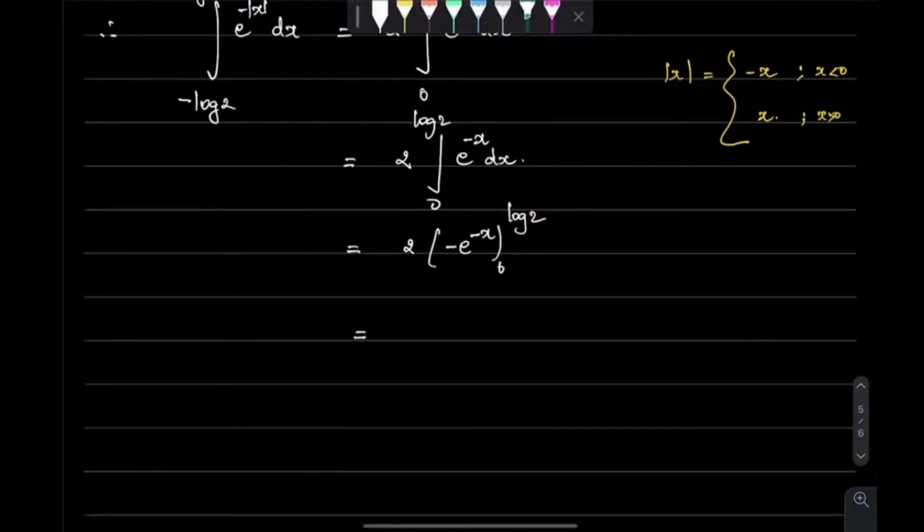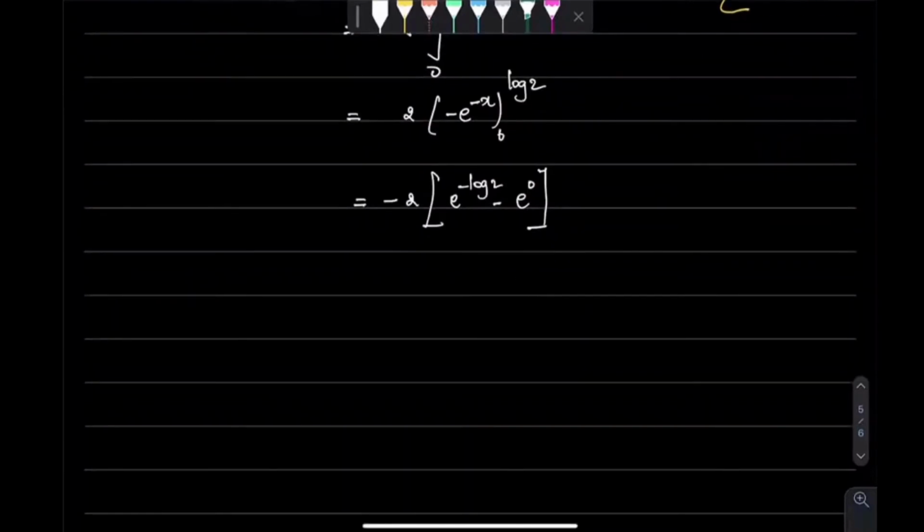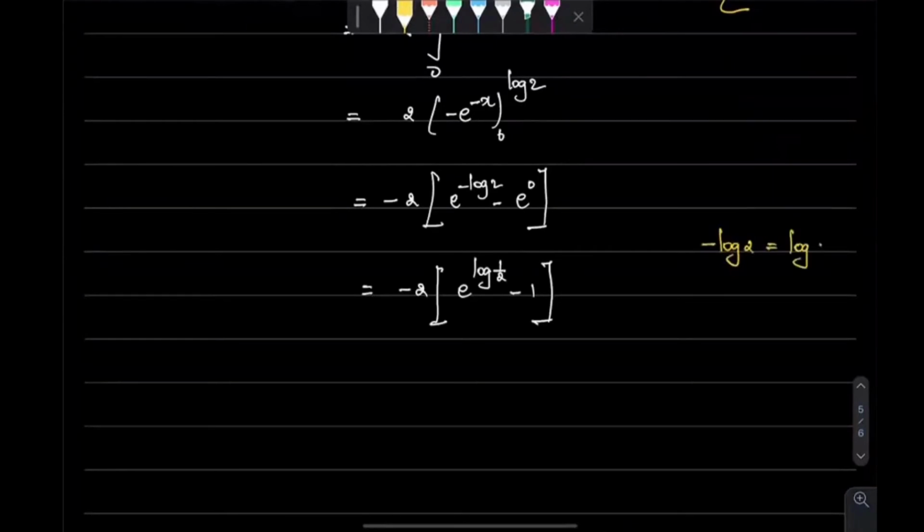So if I substitute it, I'll get 2, and if I take the minus also, I'll get e power minus log 2 minus, sorry, e power 0. What is e power 0? Anything power 0 is 1. So I'll get minus 2 times e power, can I say log 1 by 2? How, sir? Because minus log 2 can be written as log of 2 power minus 1, which is nothing but log of 1 by 2.